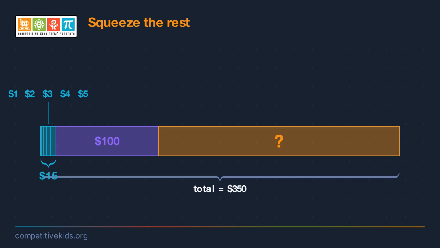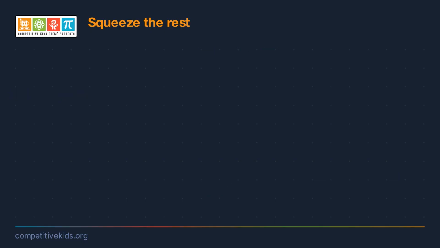Now squeeze those 5 down to just $15. Lock the fixed grant at $100. Whatever is left is the big one. 350 take away 100 is 250. Then take away 15. The big grant balloons to $235.